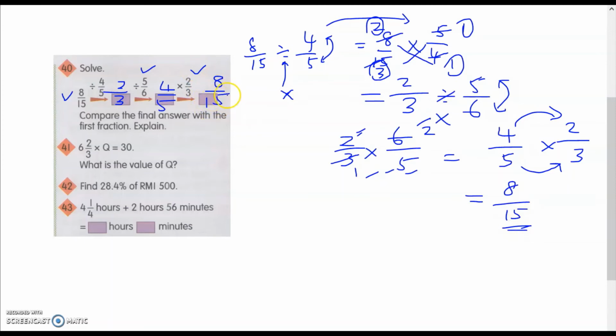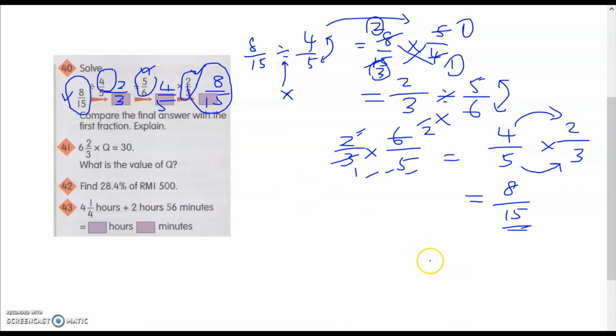8/15. So now compare the final answer, 8/15, with the first fraction. The first fraction is also 8/15. So what happened here? So what happens here is all the numbers involved in the calculation, the 4/5, the 5/6, the 2/3, they cancel out each other. Okay, they cancel out each other, so we get the same number.